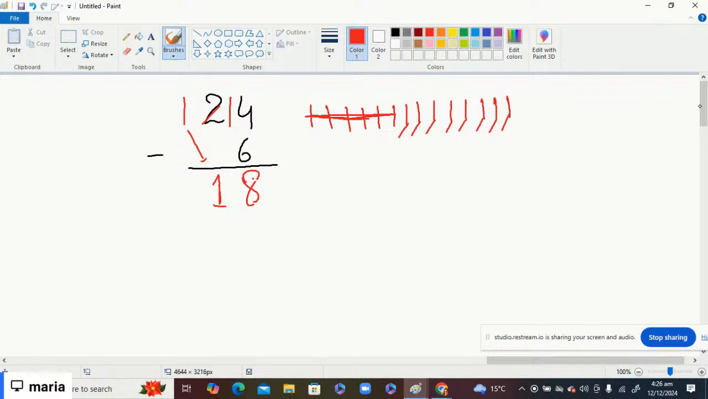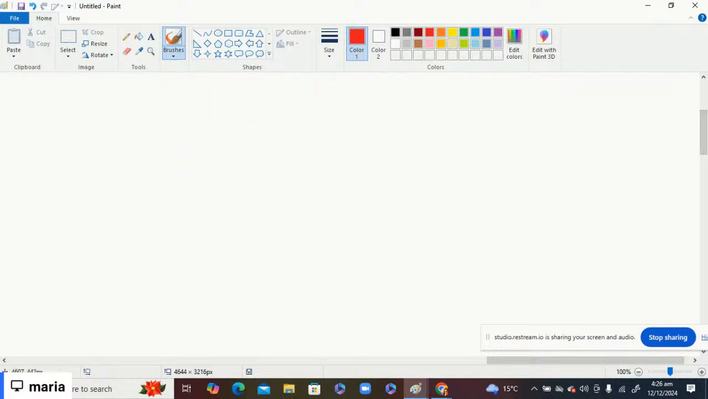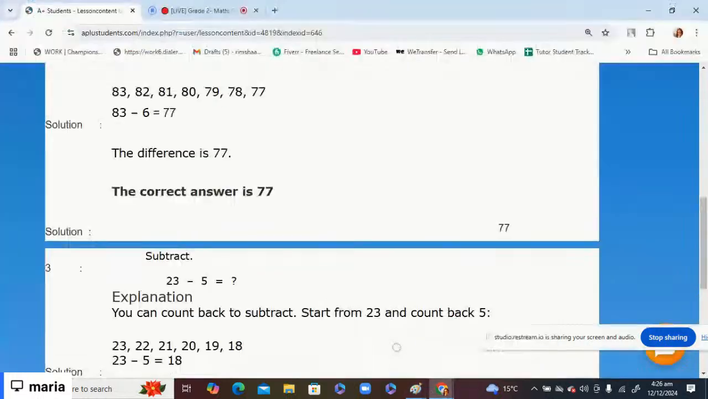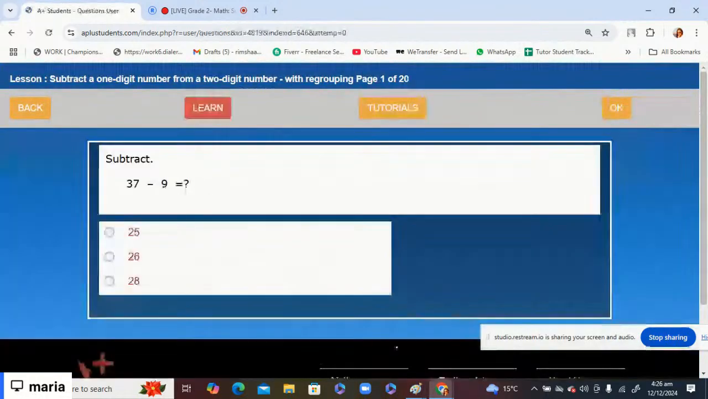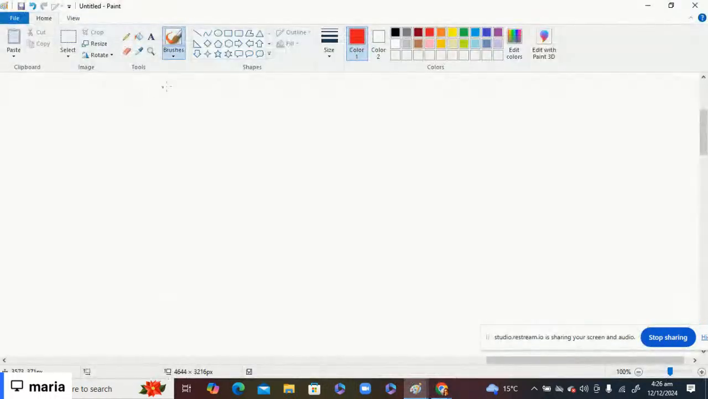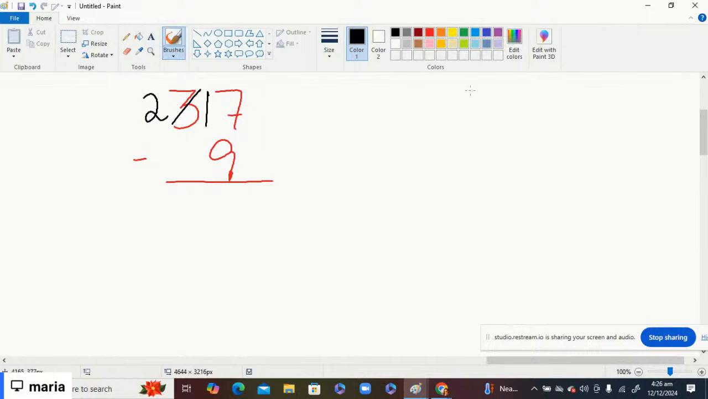Okay, let's do one more question, then we go to the test questions. For example, let's do the test questions. 37 minus 9. So here it's 37 minus 9. So is 7 out of 9 possible? No. So what do we do? We take some borrow from the 3. This 3 becomes 2 and this 7 becomes 17.